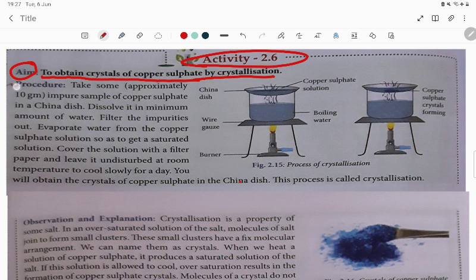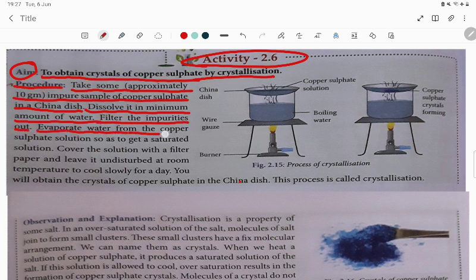Now, what is the procedure you are going to follow? Take approximately 10 gram impure sample of copper sulfate in a china dish. Dissolve it in a minimum amount of water. Filter the impurities out. Evaporate water from the copper sulfate solution. So here we are evaporating this one, student.